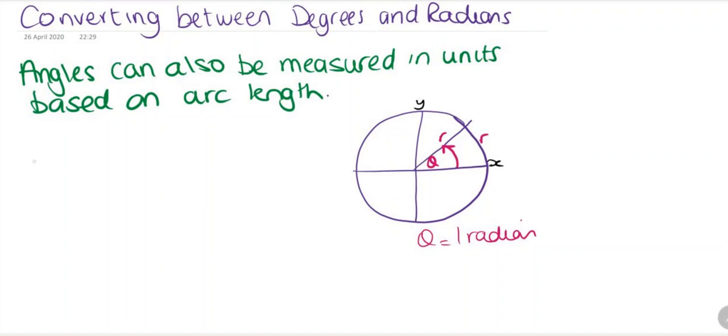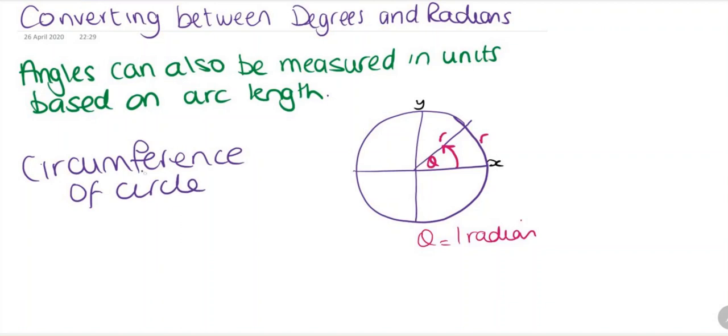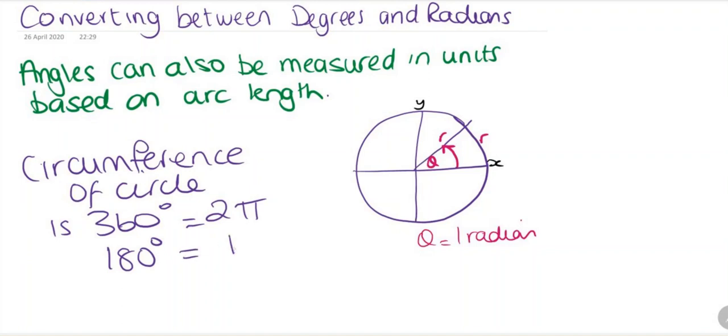We know that the circumference of a circle is 360 degrees, and we also know that this is 2 pi. So 360 is equal to 2 pi. A semicircle, half a circle, is 180, so this is equal to pi.